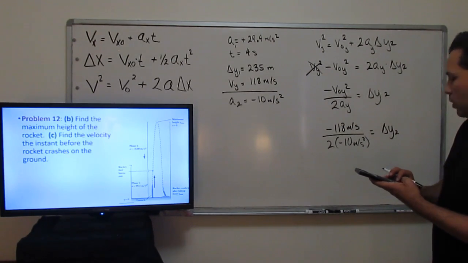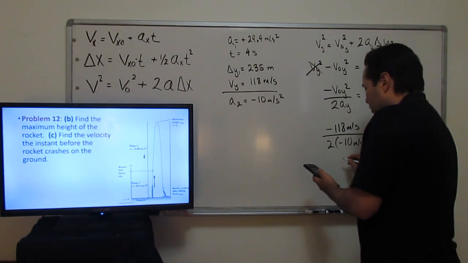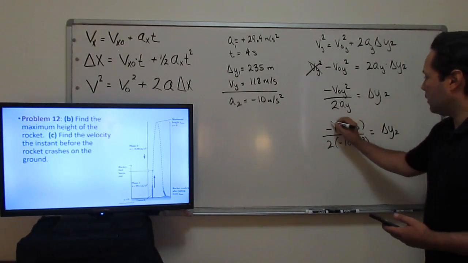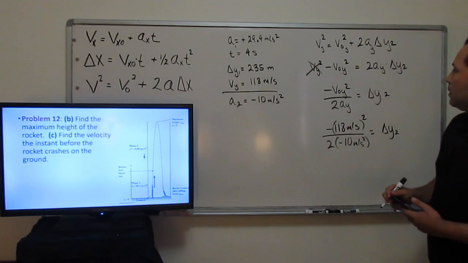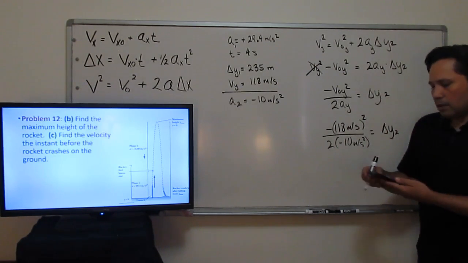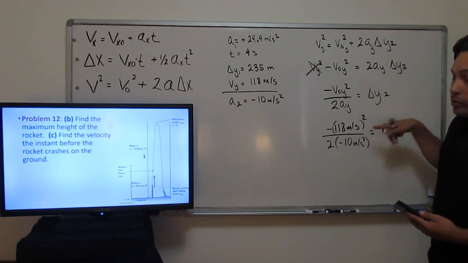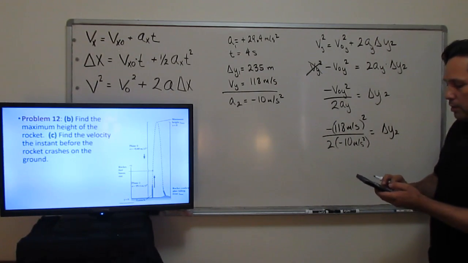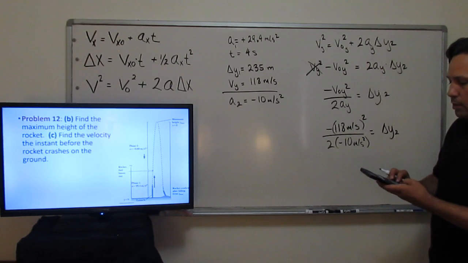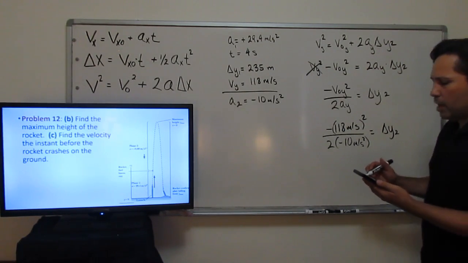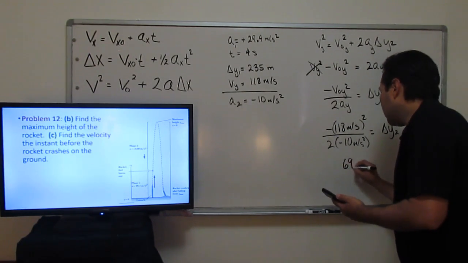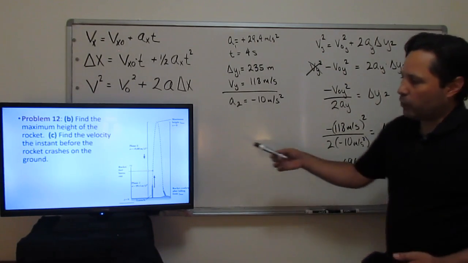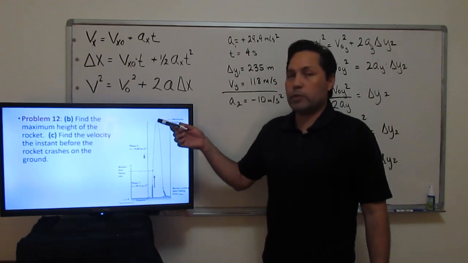So that's going to be 118 divided by 20. Oops, pardon me, I missed something: the square there. Notice I left that out, so you have to redo those calculations. 118 squared divided by 20 is going to give me about 696 meters. And that's for the momentum from the time the booster's turned off all the way until it reaches the apex.